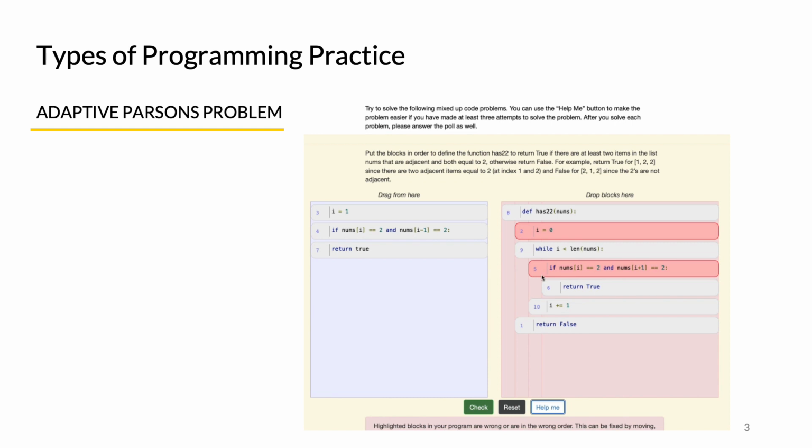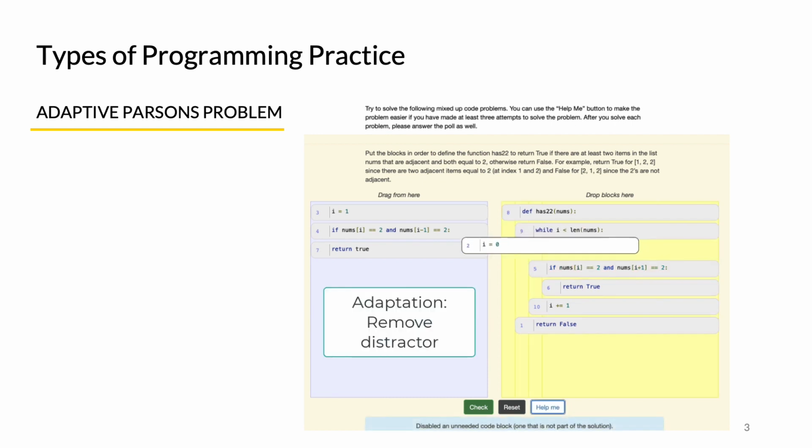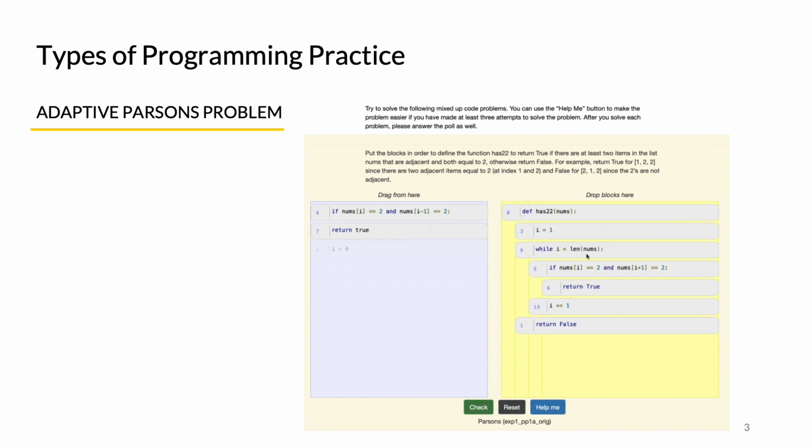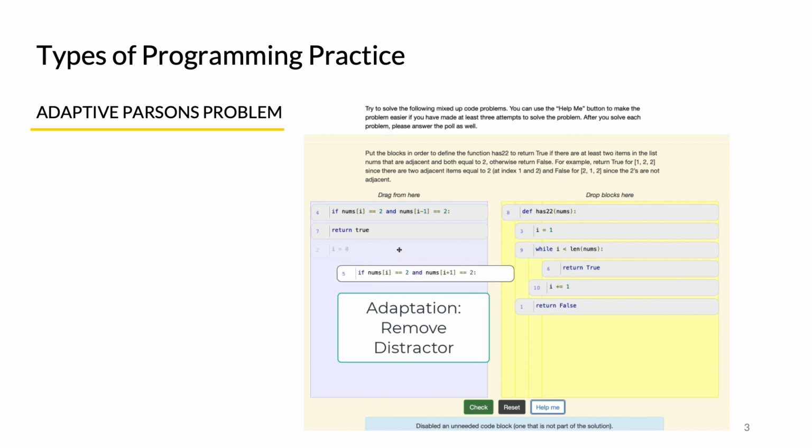In an adaptive Parsons problem, if the student is struggling to solve it, it can be made easier by removing a distractor, providing indentation, or combining blocks. In our system, this adaptation is triggered by clicking on the Help Me button.